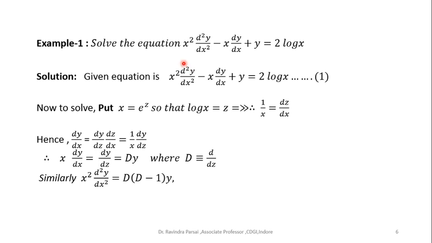So suppose this is an example: x square d2y by dx square minus x dy by dx plus y equal to 2 log of x. Then first of all, since this is a Cauchy type equation, you will put x equal to e raised to z, taking log, and then differentiating with respect to x, you get 1 by x dz by dx, and dy by dx can be written as dy by dz into dz by dx, equal to 1 by x into dy by dz. So therefore x into dy by dx equal to dy by dz, equal to D of y, where D is equivalent to d by dz. So similarly x square d2y by dx square can be obtained as D into (D minus 1) over y.